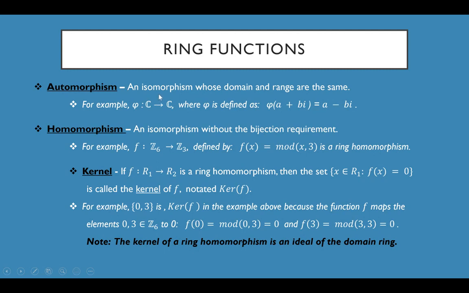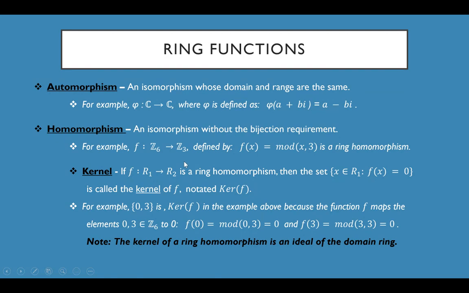Now, an automorphism is an isomorphism, which means it's still a bijection. We remove that requirement for a homomorphism. A homomorphism is an isomorphism without the bijection requirement. So an example of a homomorphism would be the set Z sub 6 onto Z sub 3 defined by f of x equals mod x comma 3. So this is a ring homomorphism. We're mapping all of the integers mod 6 to all of the integers mod 3.